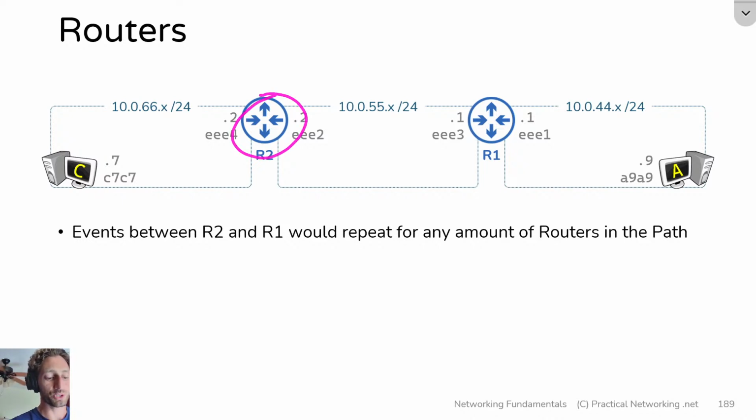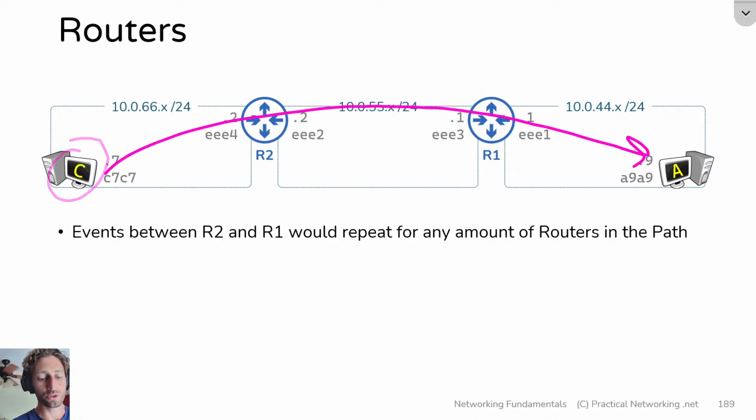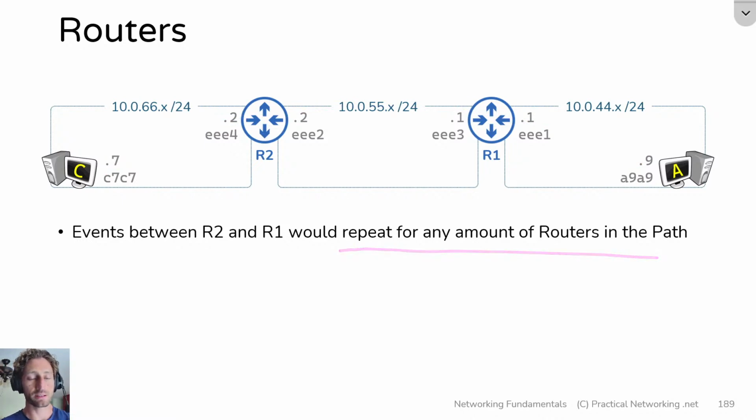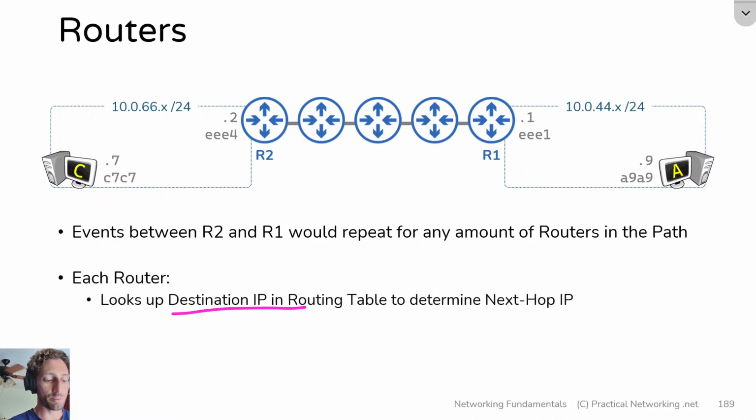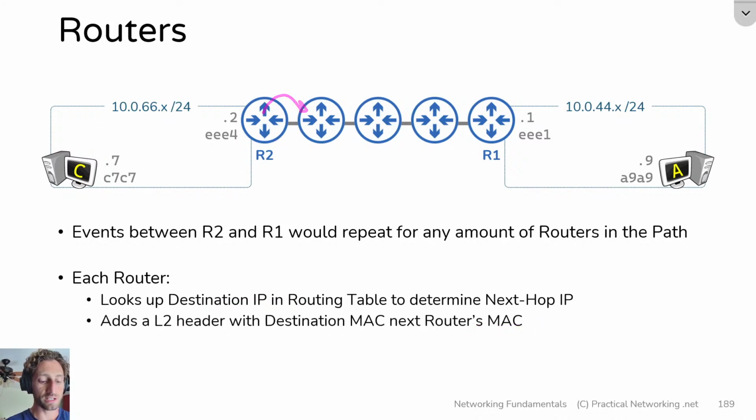Everything that happened between R2 and R1 in order to get a packet from host C through to host A would repeat for any amount of routers in the path. Meaning, if R2 had a bunch of different routers between it and R1, everything it would do is identical. It would look up the destination IP address in the routing table to determine the next hop. It would then do ARP if needed to figure out the MAC address to create the layer 2 header.